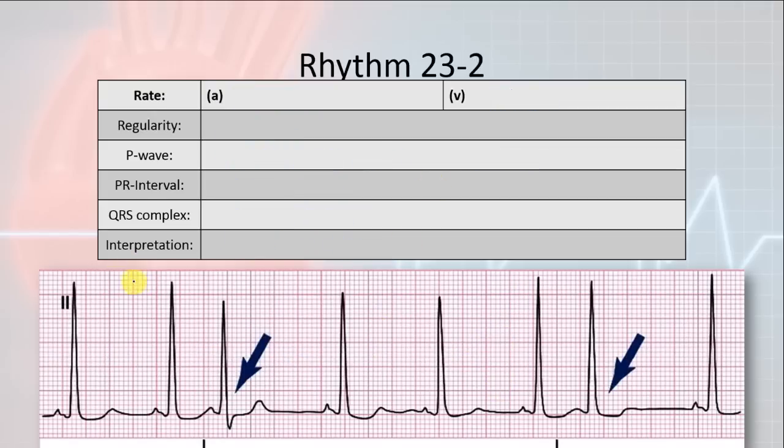Let's look at this one. What is our atrial rate? 1, 2, don't know what's going on here. 3, 4, 5, 6. So I know there's an atrial rate of 60 beats per minute.